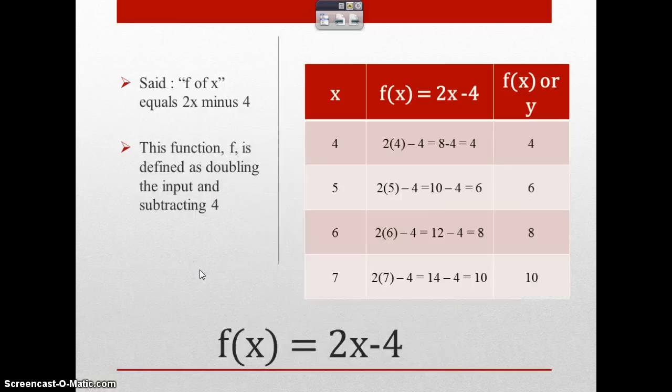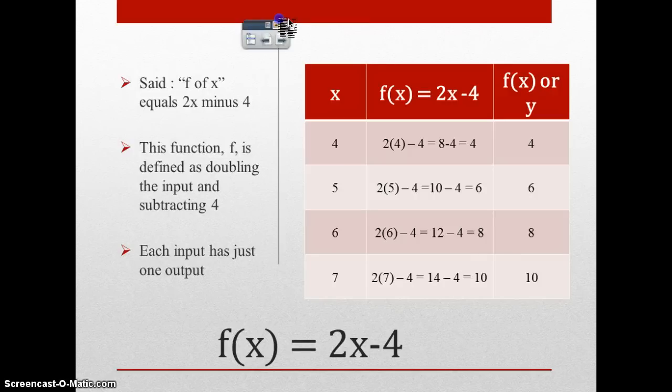And we'll see that we can make a table quite easily simply by plugging in some values for x, or plugging in some inputs. We notice that when x equals 4, y equals 4. When x equals 5, y equals 6, so on and so forth. And you'll also notice that each input has just one output. That idea guarantees that f of x is a function. When one output to each input occurs, we know we have a function.